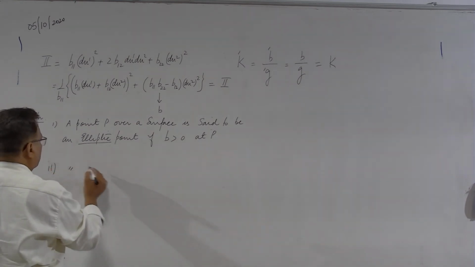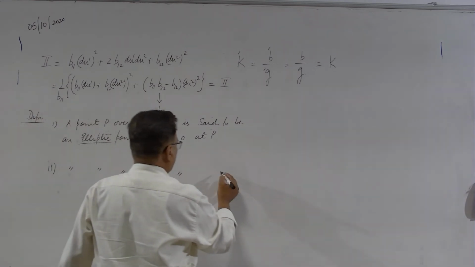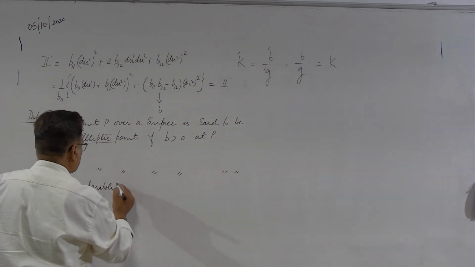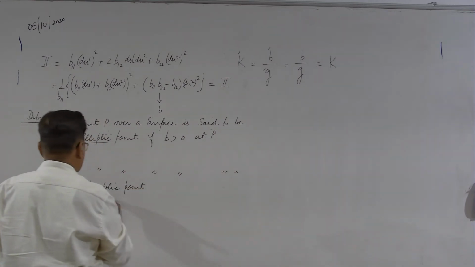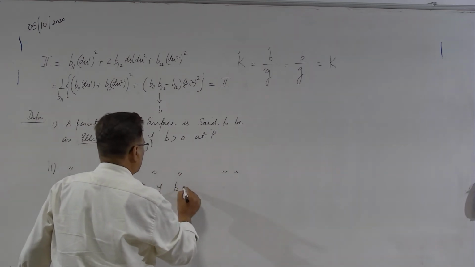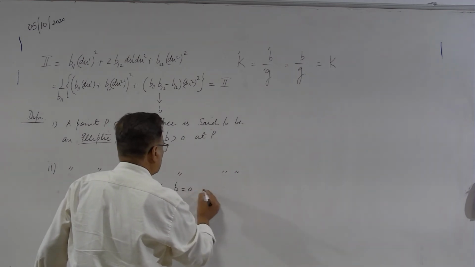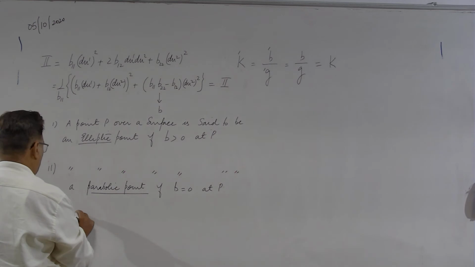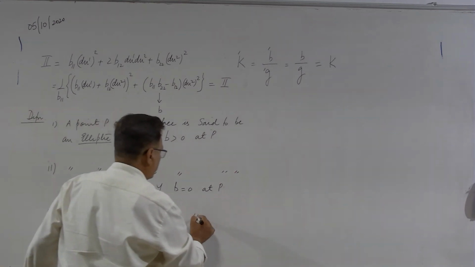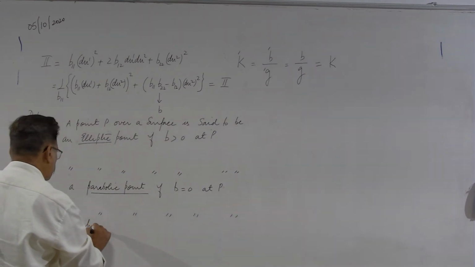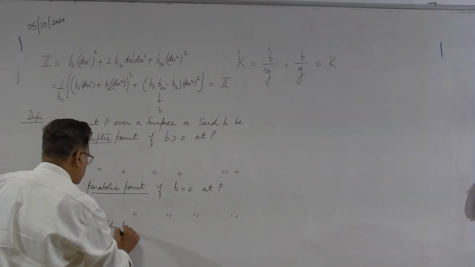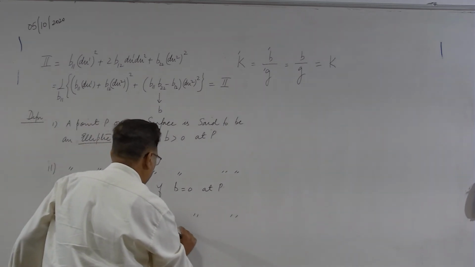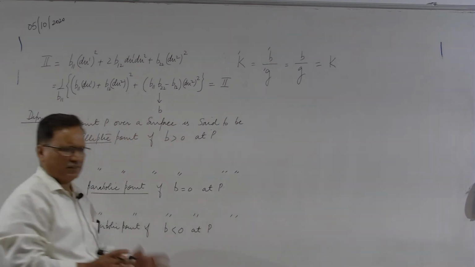And number 2, a point P over a surface is said to be a parabolic point if B is equal to 0 at P. And number 3, the first line is the same, a point P over a surface is said to be a hyperbolic point if B is negative at P. So, this is a classification of points.